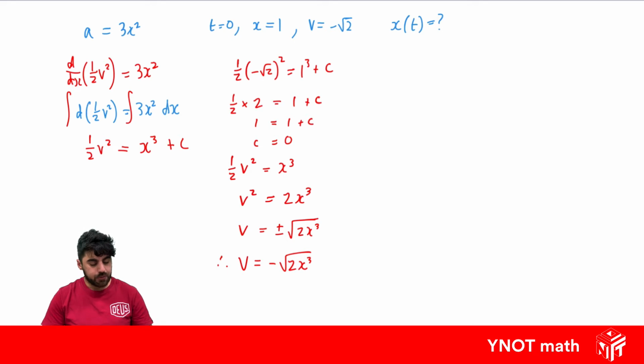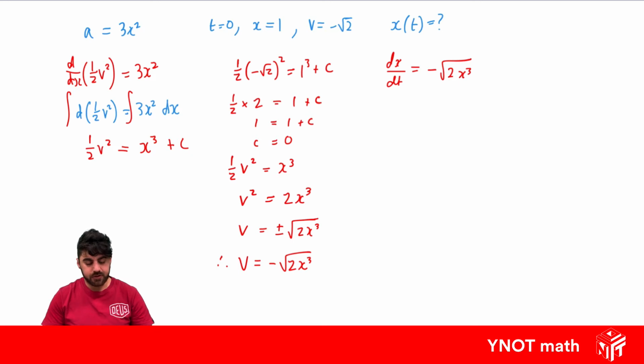And we're pretty close here because we've changed our acceleration into velocity. We just need displacement now. And we need to rewrite our v as dx dt, and that's going to equal minus root 2x cubed. And again, we have the same problem as before.